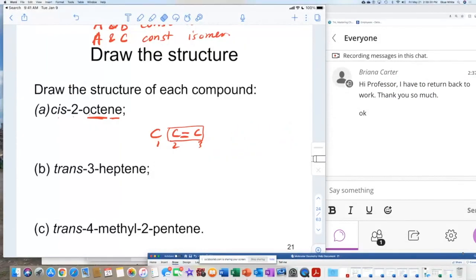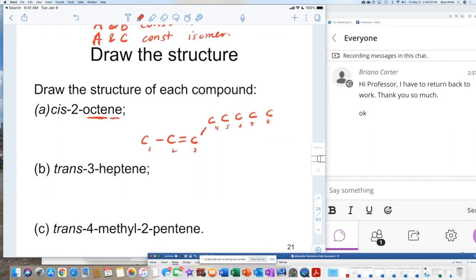1, 2, 3, 4, 5. This is 4, 5, 6, 7, 8. Yeah, these will be up here. Okay, let me erase that. I messed this up. That's okay. Let's see. C, double bond C, and then this. They said cis. This is my second. So my first, second, third.